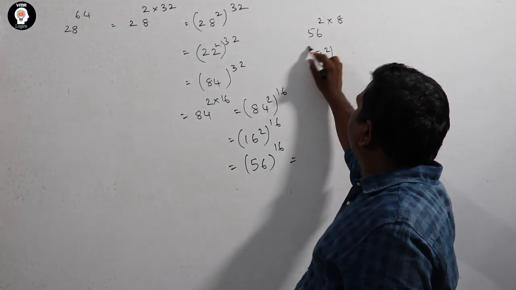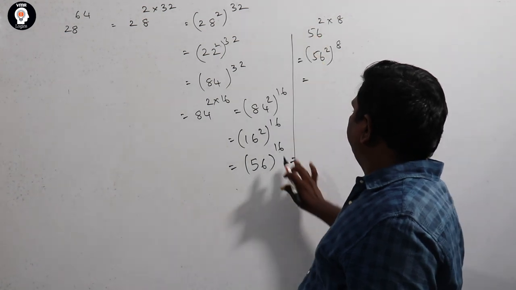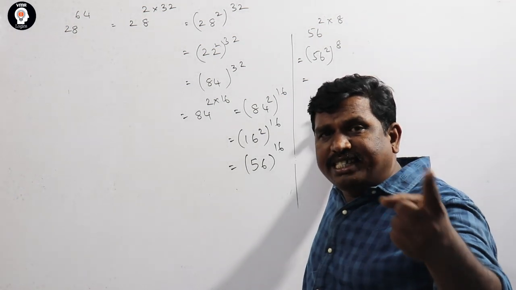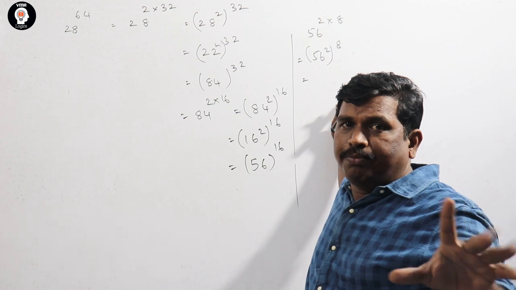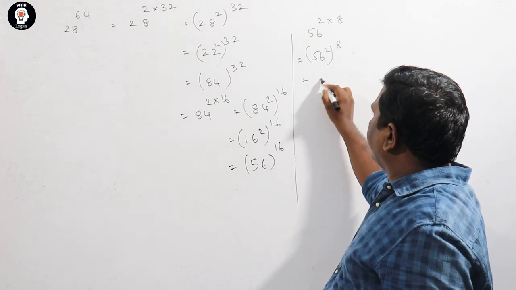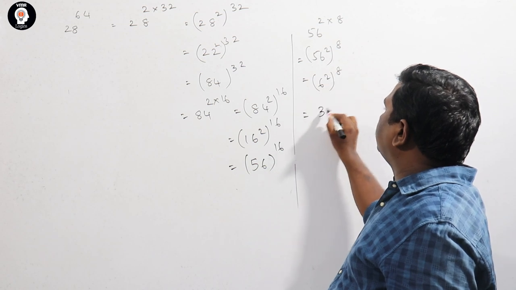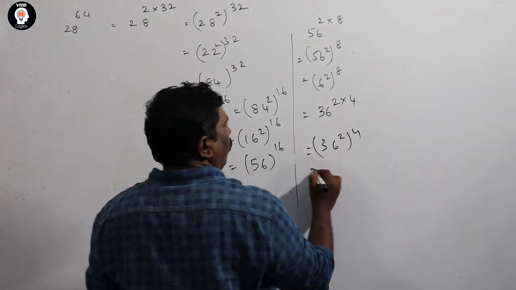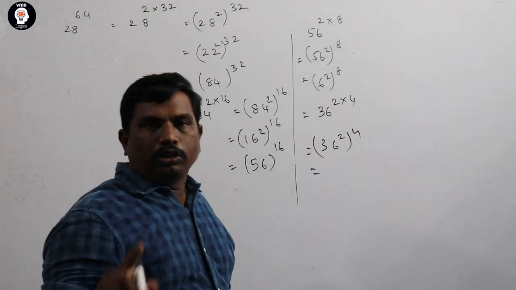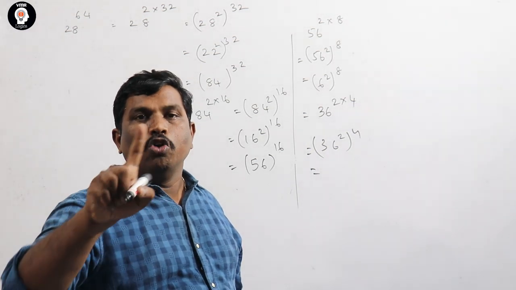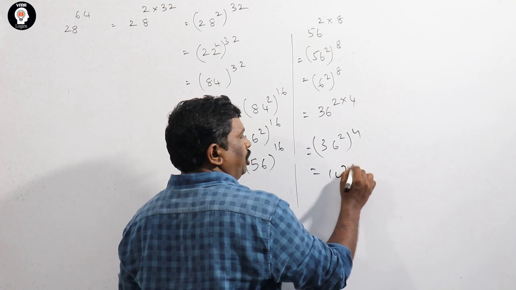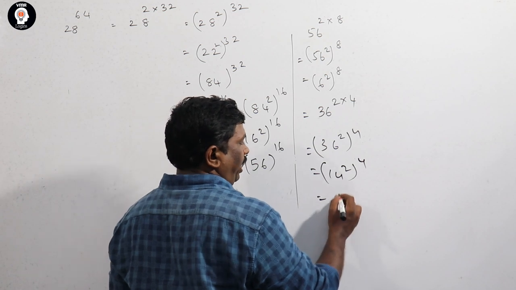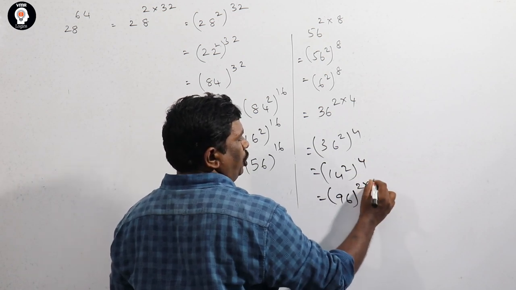Now 16 I can write as 2 into 8, so 56 square power 8. Last 2 digits of 56 square: 50 plus 6 whole square, the same as 6 square whole power 8. 6 square is 36. 8 I am writing as 2 into 4, 36 square power 4. 50 minus 36 is 14 square, last 2 digits are the same. 14 square is 196. 4 I am writing as 2 into 2.